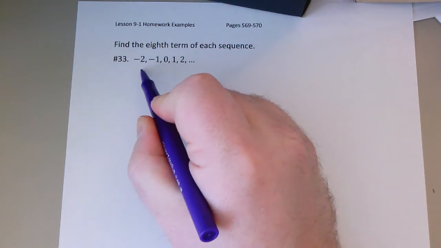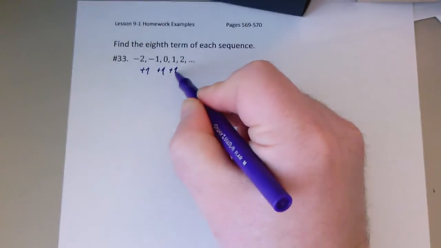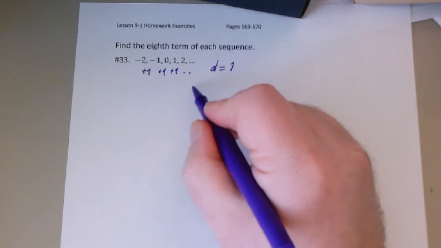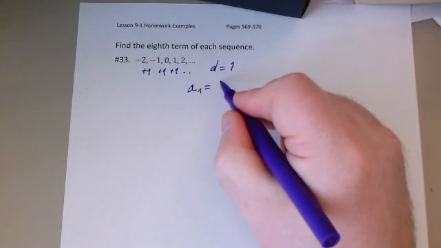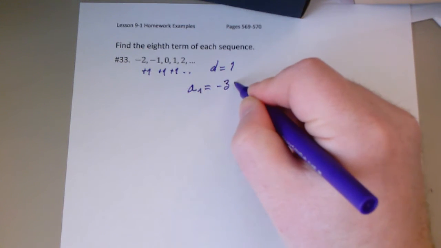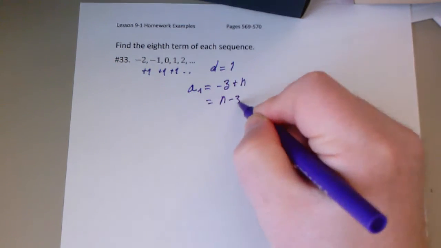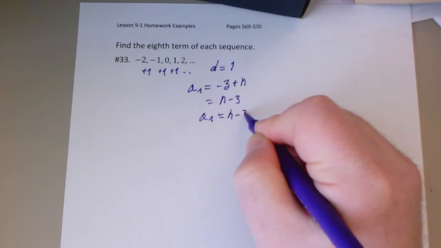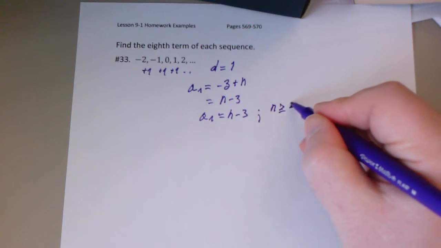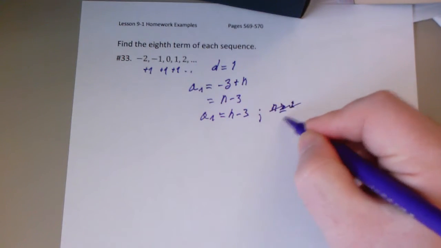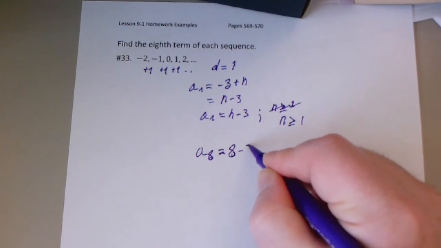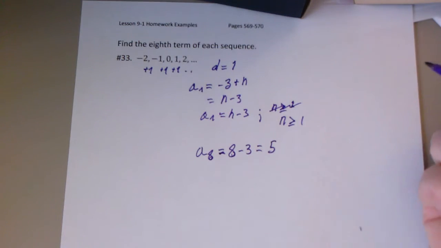Okay, find the 8th term of each sequence. This is obviously an arithmetic sequence where we're just adding 1 each time. So d is equal to 1. Okay, that means we're going to have that the nth term is equal to minus 3 plus n starts us with negative 2. Then we do a little bit of algebra to find n minus 3. And that way our first term is negative 2, our second term is negative 1, and so on. And we need to state our domain n greater than or equal to 1. So the 8th term is just 8 minus 3 equals 5.